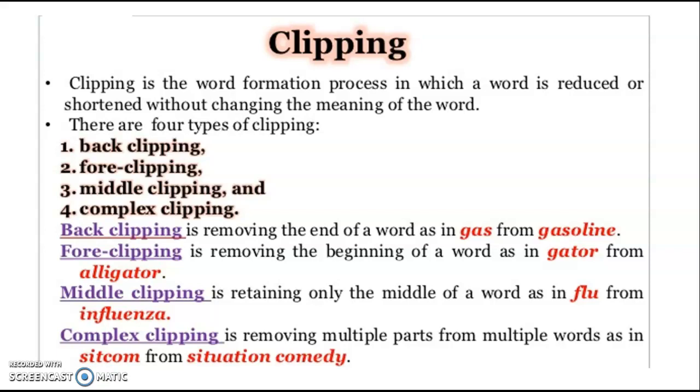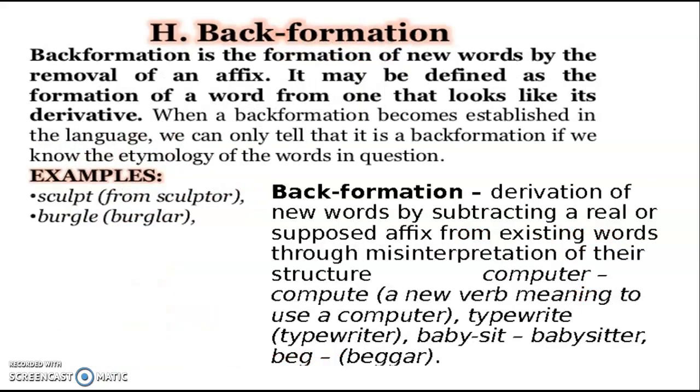And complex clipping is removing multiple parts from multiple words, as in sitcom. This is a term, sitcom. We say sitcom, but the correct phrase is situation comedy. So what we do here in complex clipping is to take some parts of the entire phrase to form another term, but we are not changing the meaning. We are just shortening it. We are reducing it.